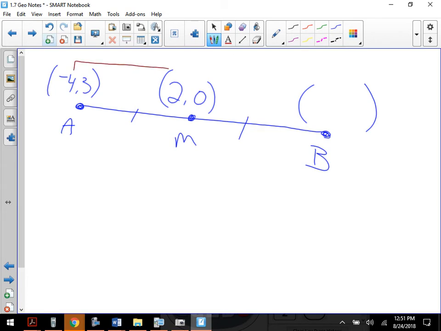From -4 to +2. Do you go up or down? Up. How many? How many more? All right. What's 6 more than 2? 8. I went up 6 to get there, which means I have to go up 6 to get there.